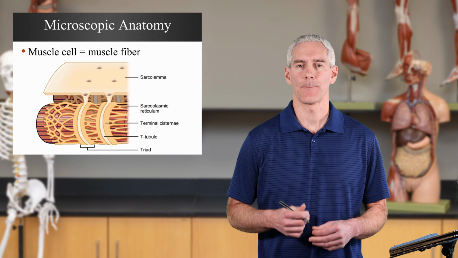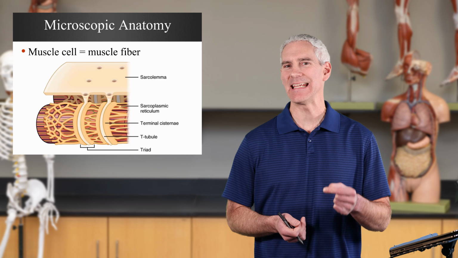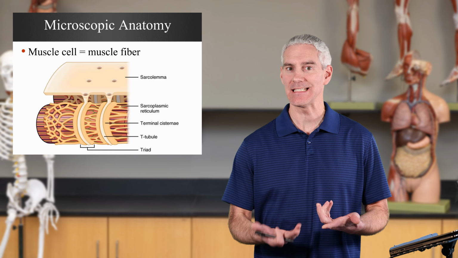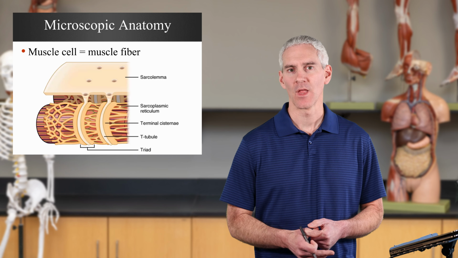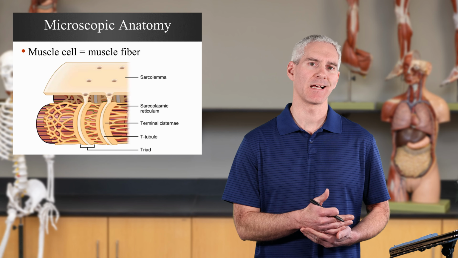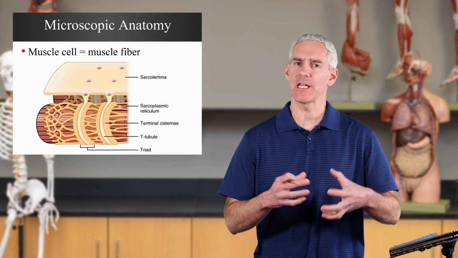Continuing on with microscopic anatomy of your skeletal muscle, we need to look at the individual components inside each cell. Take a little further look into what they are and what they do. So first off, the terms muscle cell and muscle fiber. They mean the same thing. They're used interchangeably back and forth.